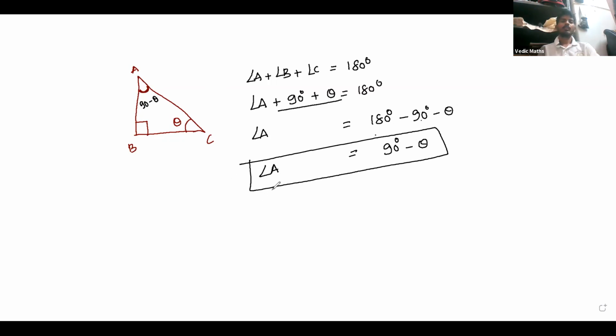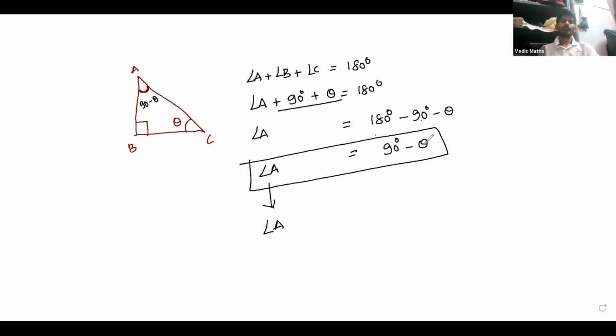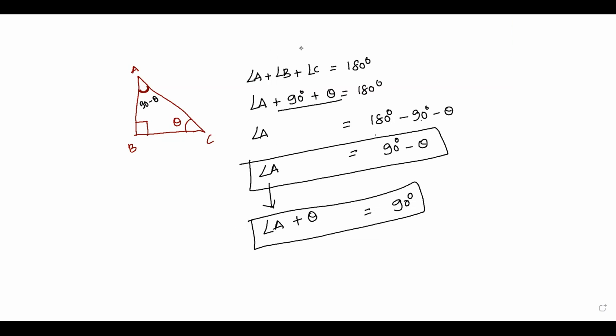Yes, sir. From this angle A, if you transpose theta to this side, then you are getting positive theta, then it becomes 90 degrees. This statement is clear? Yes, sir. So there is one rule.